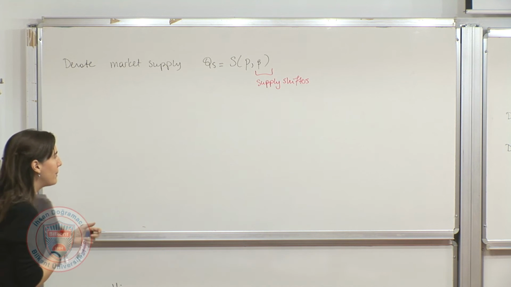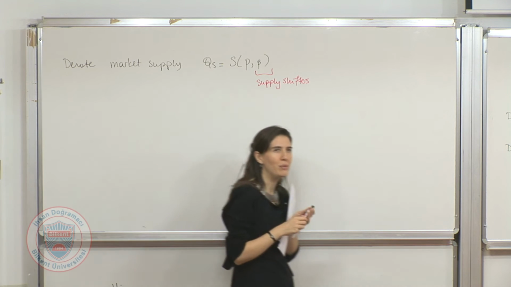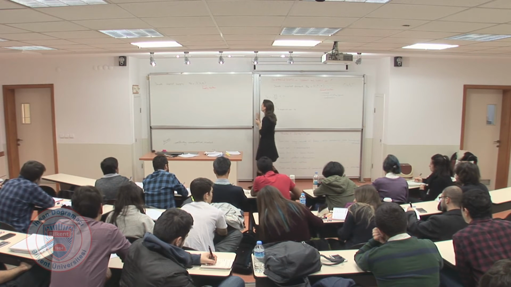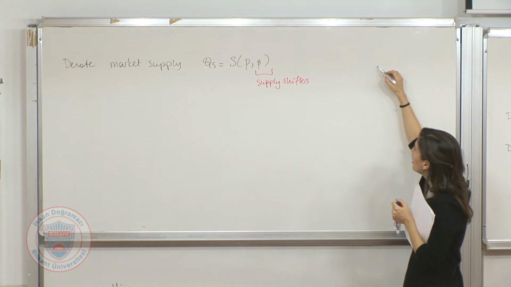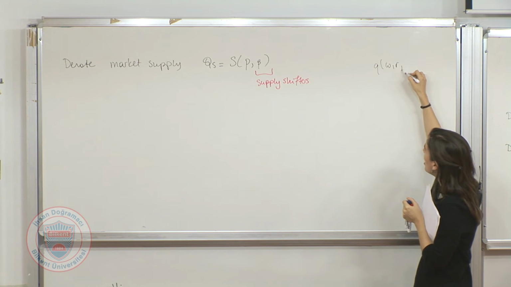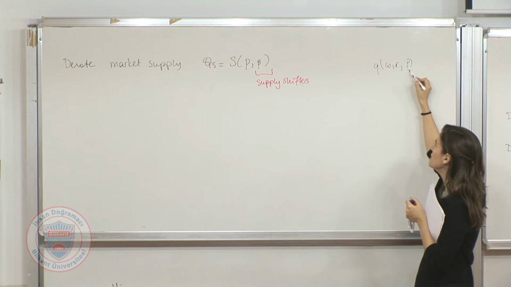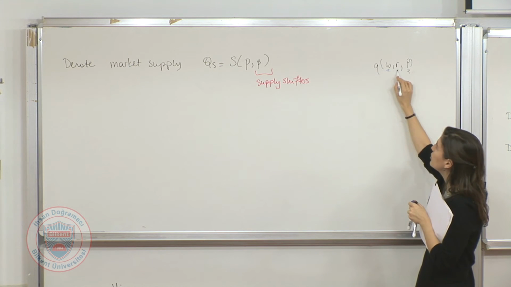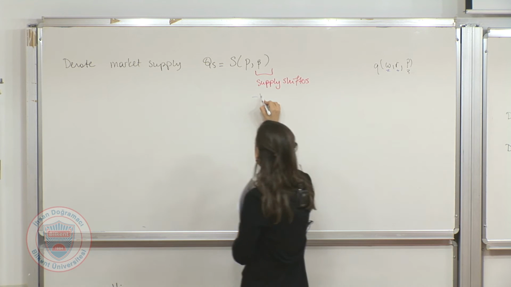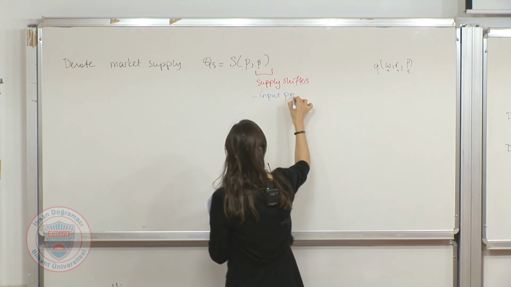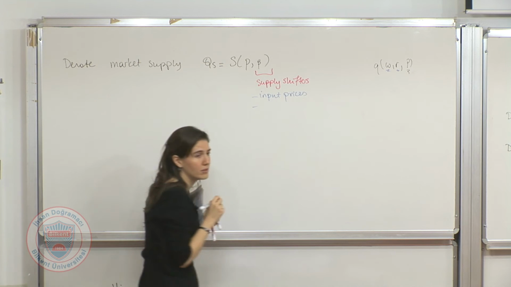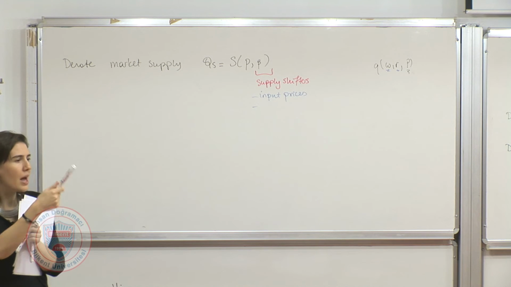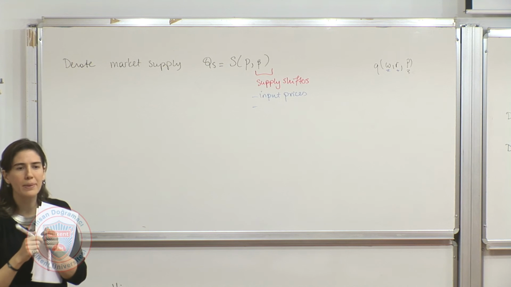What are these supply shifters? Wage, right? Always try to remember, we derived all these supply curves for a good reason. This was the supply curve: Q as a function of wage, R, and P, the own price. And you see that apparently input costs matter. So we can say input prices, like the cost of labor, cost of capital. What else?